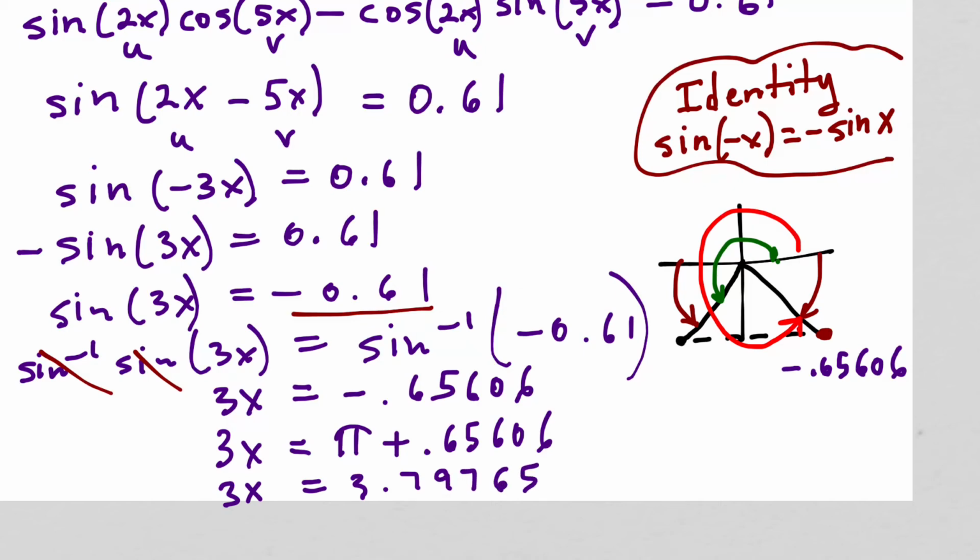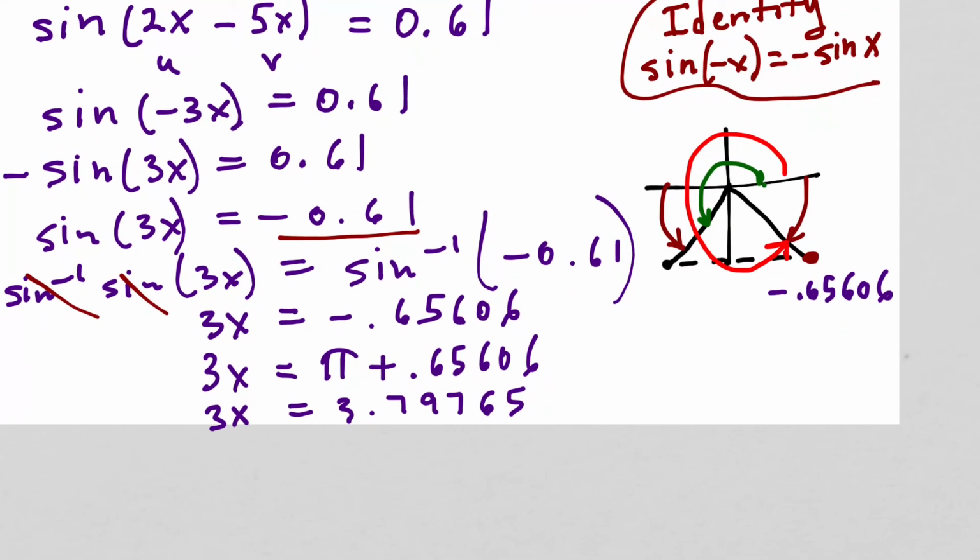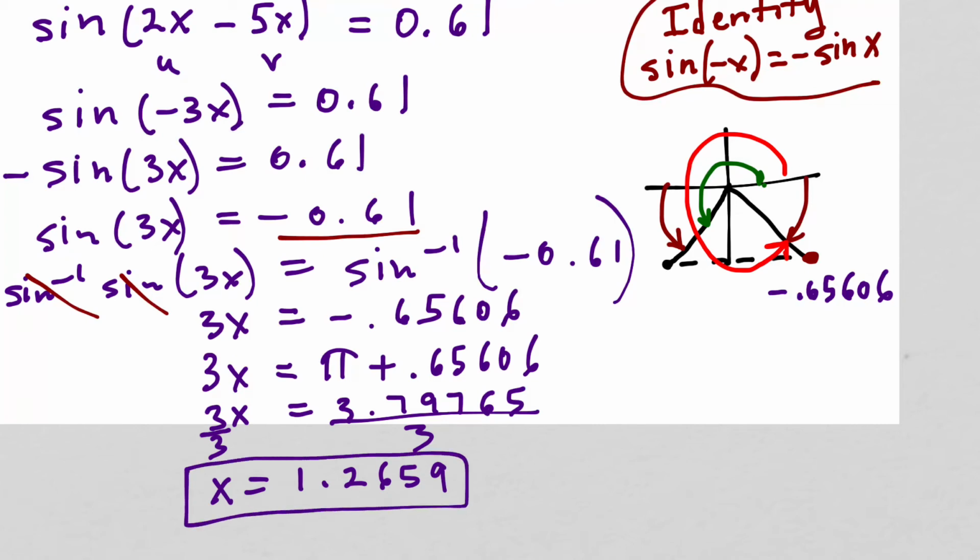So if I type that in the calculator, I'll get 3x is equal to 3.79765 radians. All right, so the last step then will be to divide by 3 so I can find the angle x, which is our solution. So if I divide that by 3, I get 1.2659 radians. And this will be my smallest positive solution. I wouldn't pick the red one because that's going to be a larger angle. It's got more rotation. So this is my solution right here.